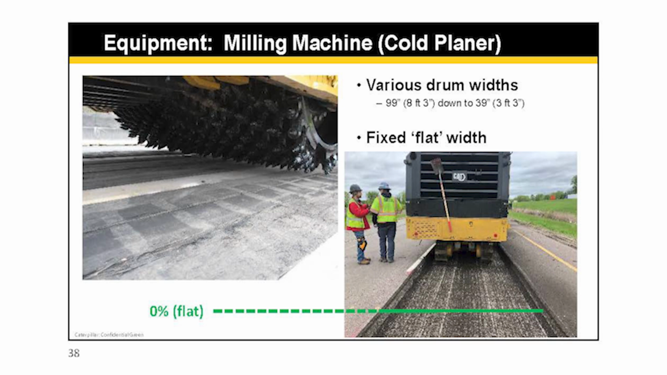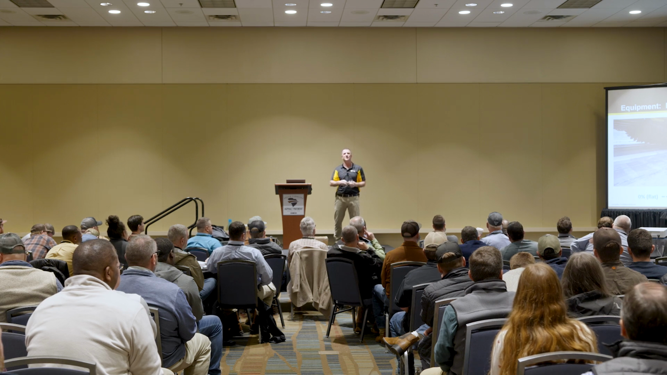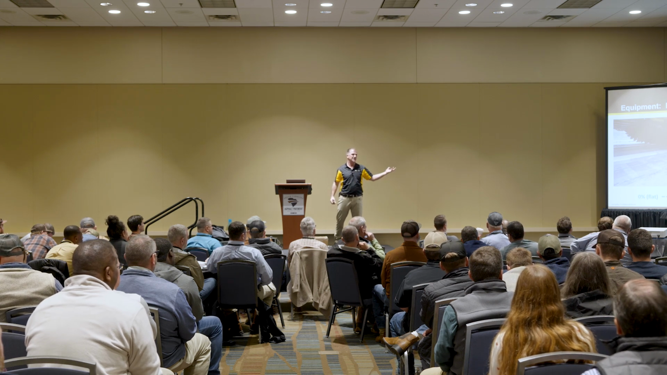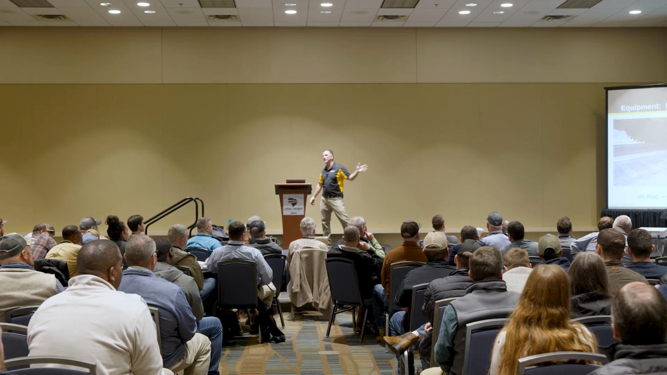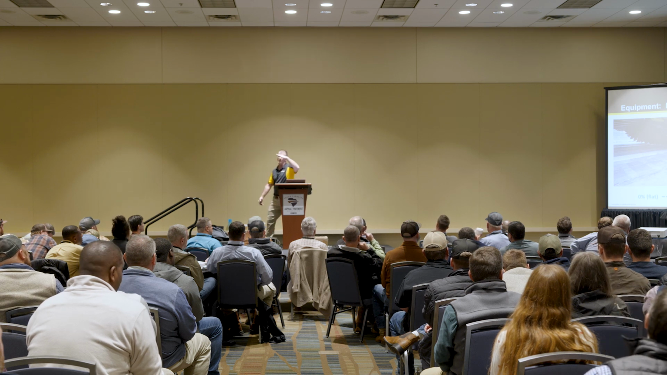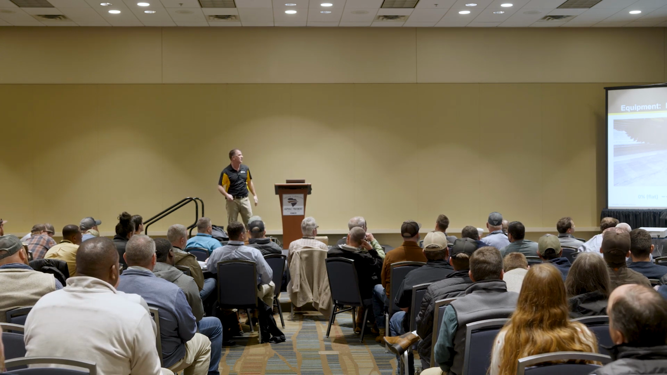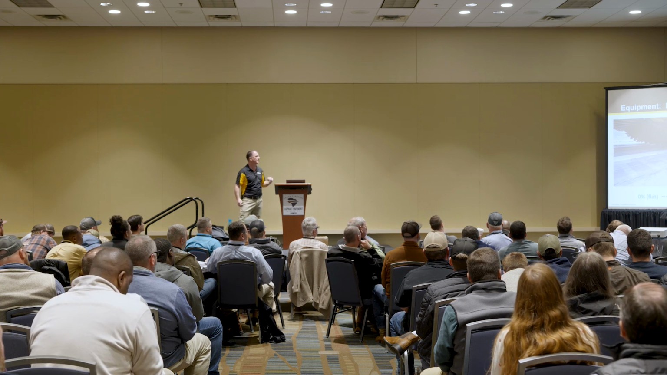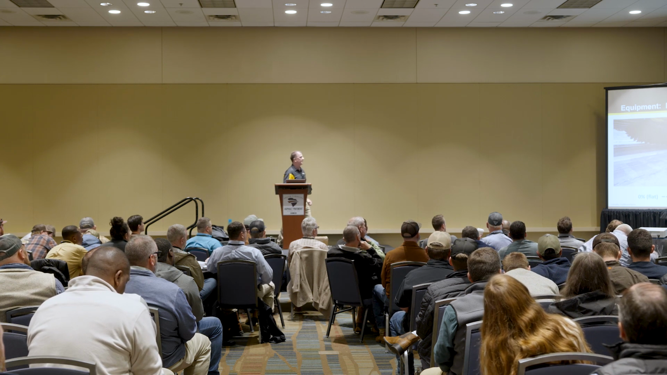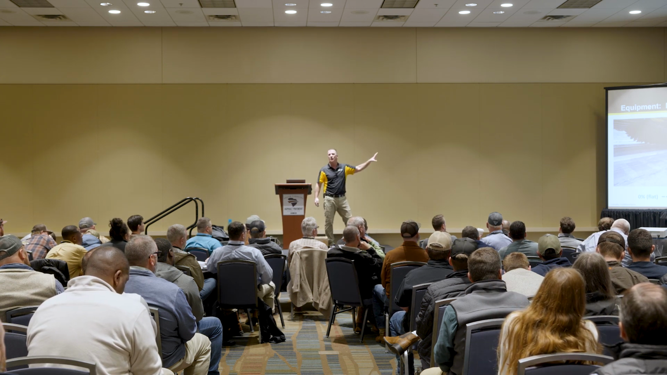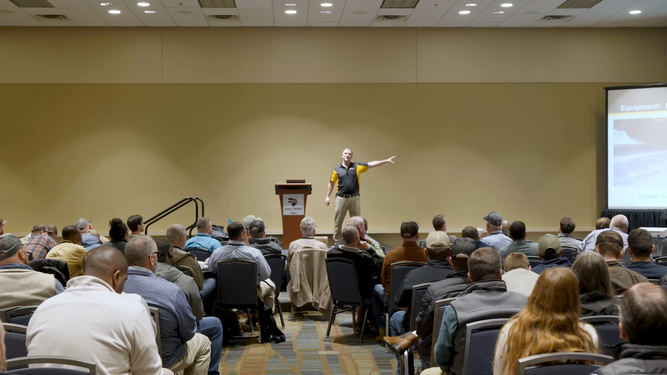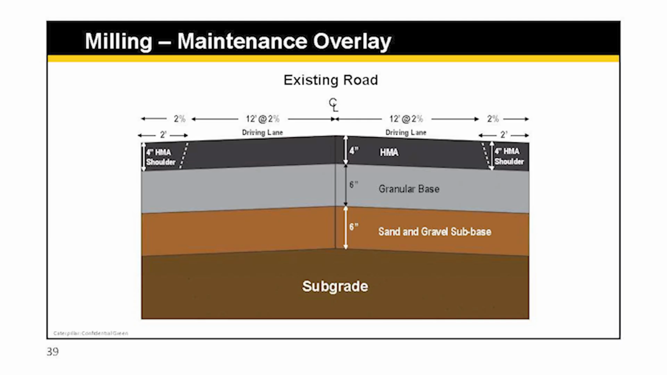Just like that main screed on the paver, that drum on the mill is fixed, right? I can't bend it or do anything with it. So when I do grinding or milling, profile milling, that thing's going to be whatever width that drum is, all the way across at the same slope, right? So it's just something to keep in mind. Like I say, in a perfect world, the mill gets the right profile or the right grade on our jobs.